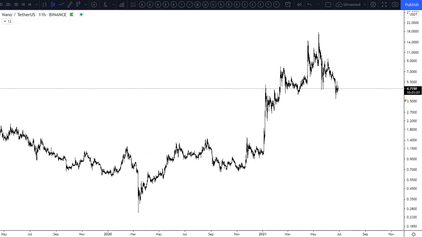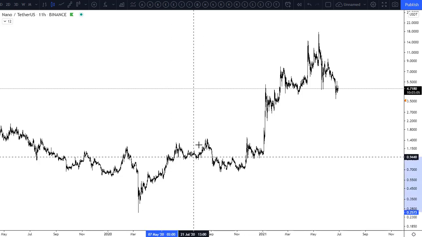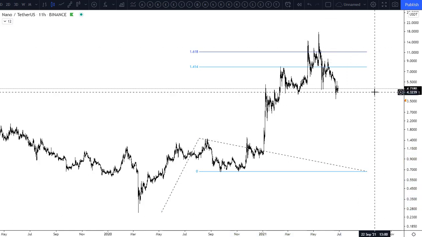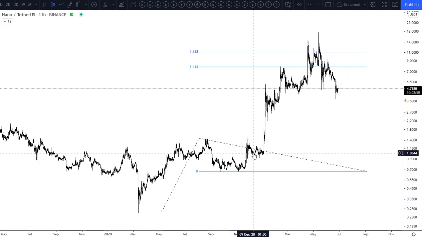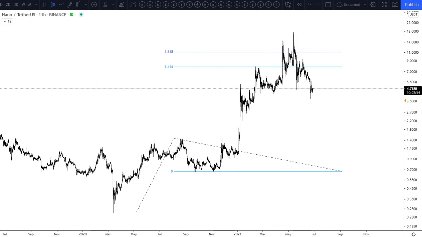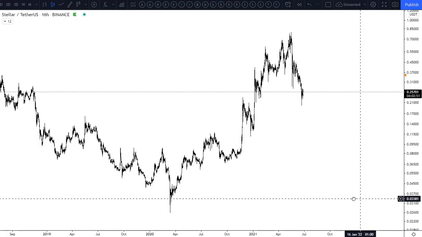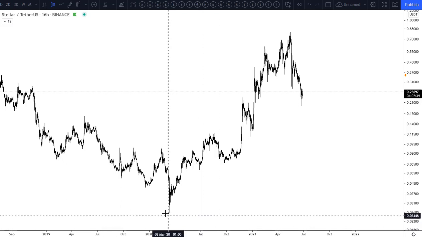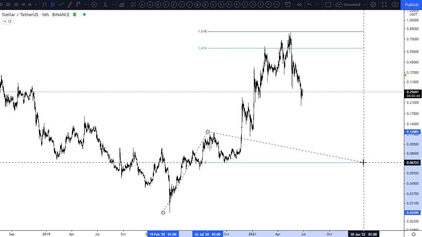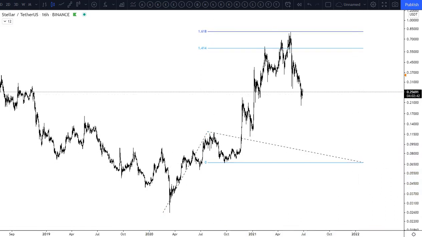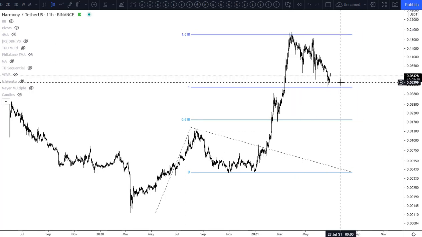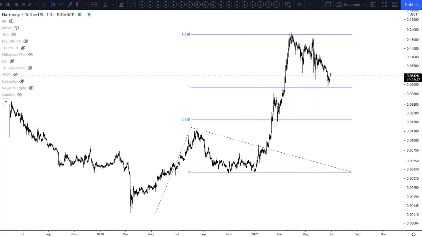NANO, same stuff, looks amazing. I think we have close to 1.618. Yeah, we do have that. So yeah, well, I don't know exactly the count, but it looks okay. XLM, same stuff. I think we do have 1.618 here, pretty much to the tick. Yep, same stuff, 1.618. We're in the wave 4, very likely.